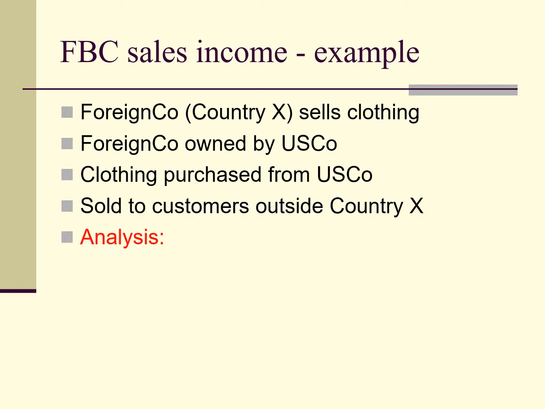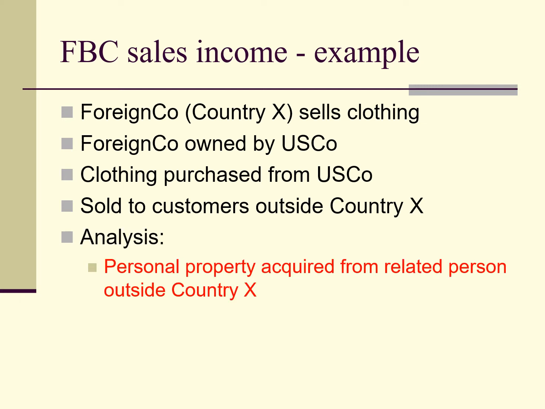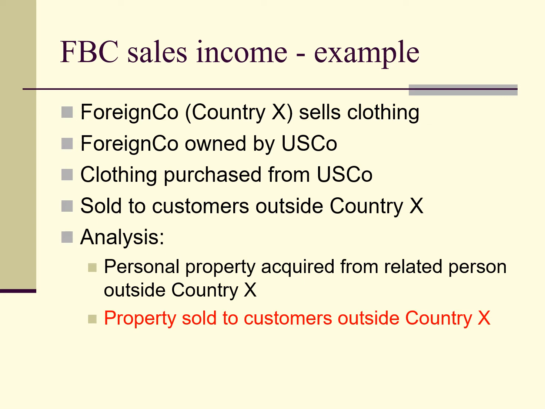This series of transactions is characterized as follows. The clothing, which is personal property, was purchased from a related party outside of country X, and the clothing was sold to persons outside country X. These sales meet all of the requirements for FBC sales income. Accordingly, the income is Subpart F income and is taxed directly to U.S. Co., unless certain exclusions apply, the most important of which are the de minimis exclusion and the high foreign tax exclusion.